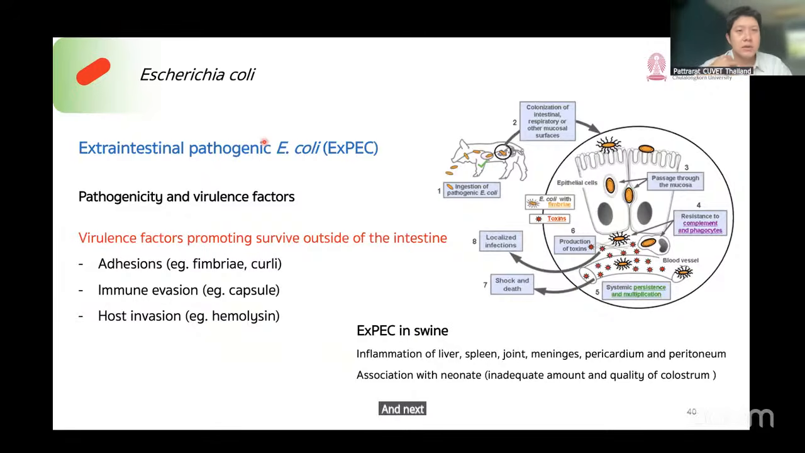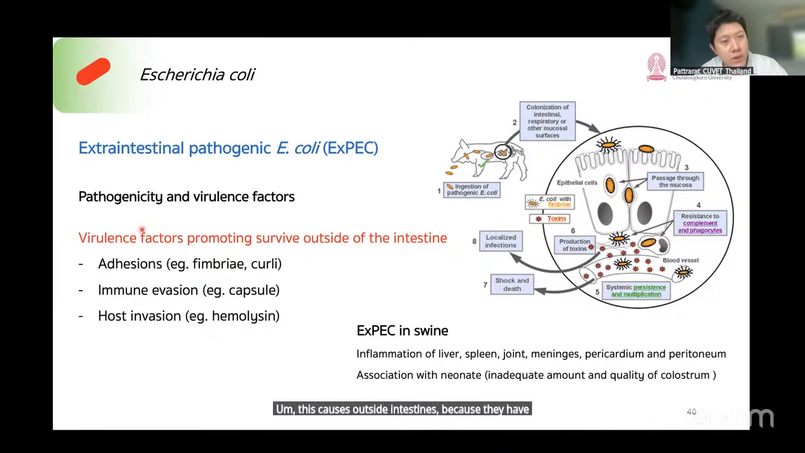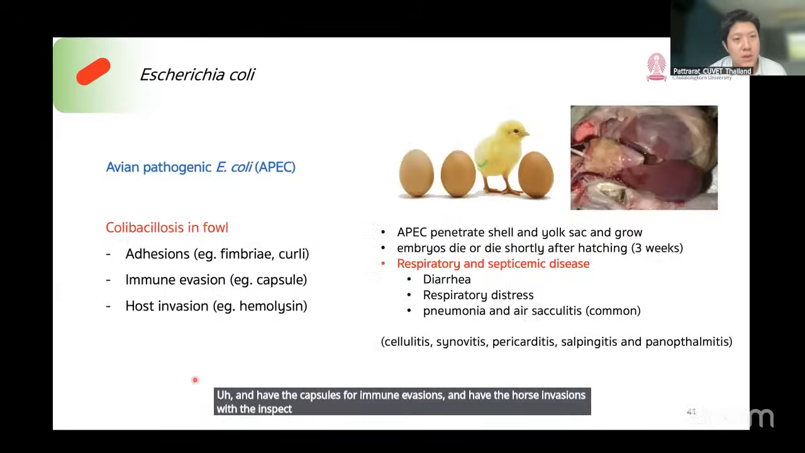And next is extra-intestinal pathogenic E. coli. This causes disease outside the intestine because they have virulence factors promoting survival outside the intestine, such as fimbriae that adhere to extra-intestinal tissues, capsules for immune evasion, and host invasion virulence factors.